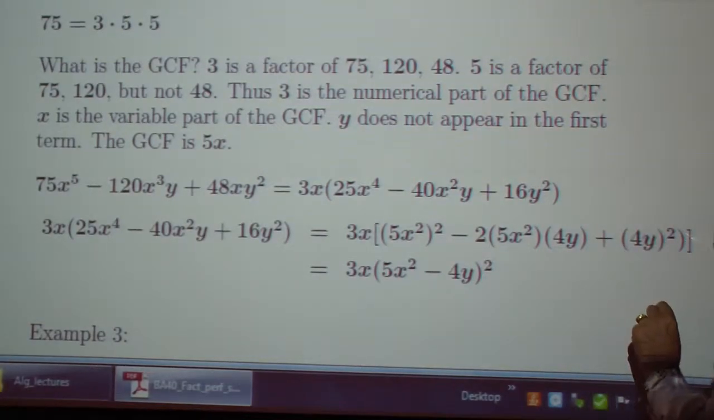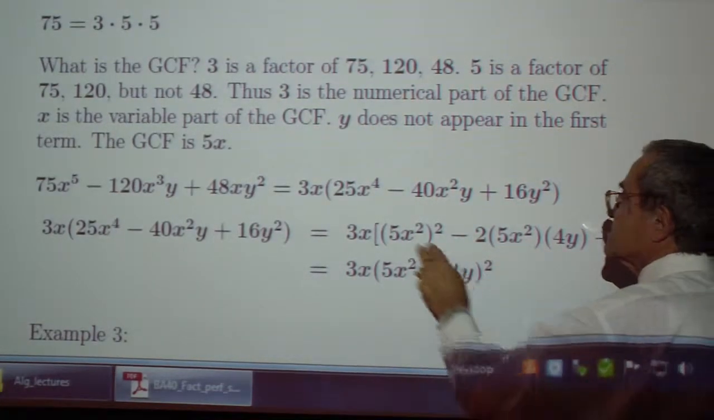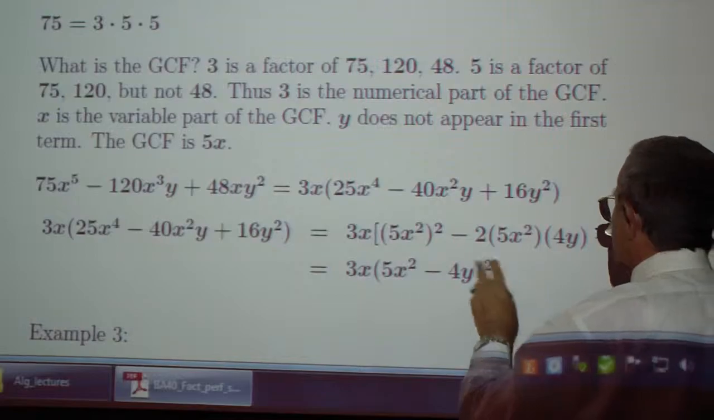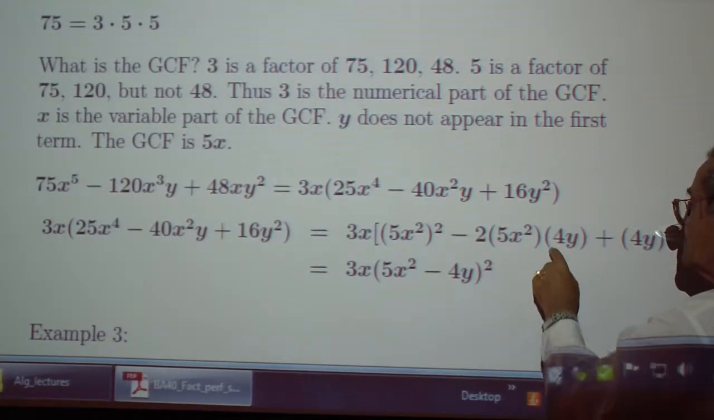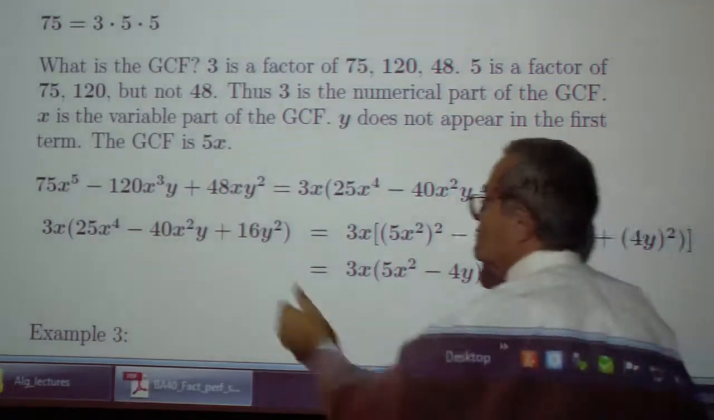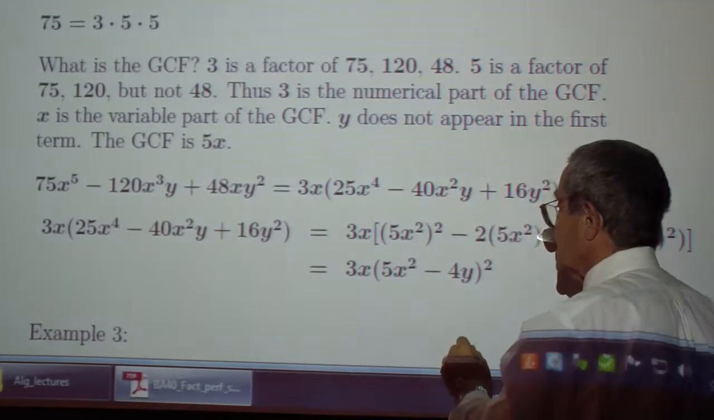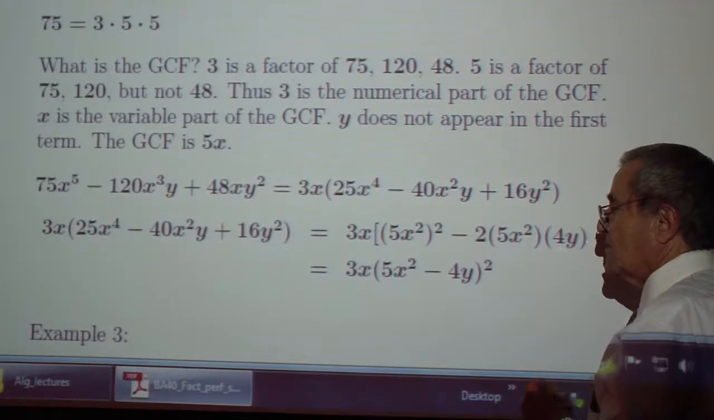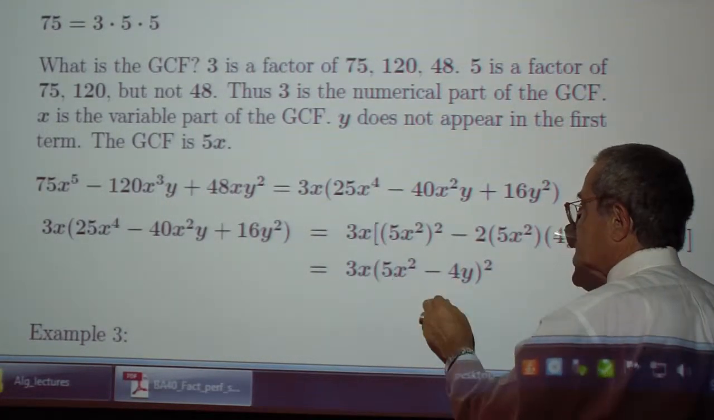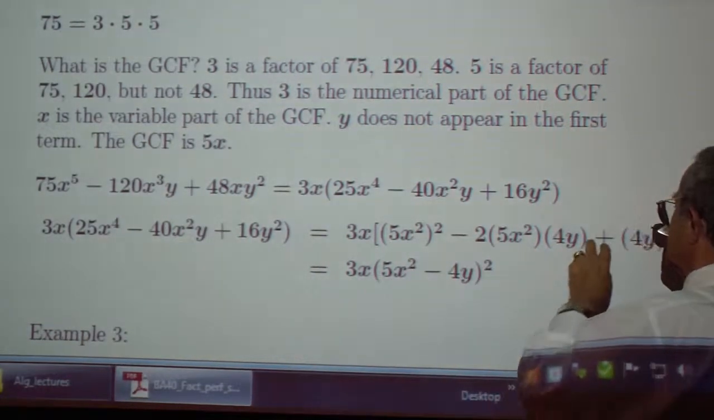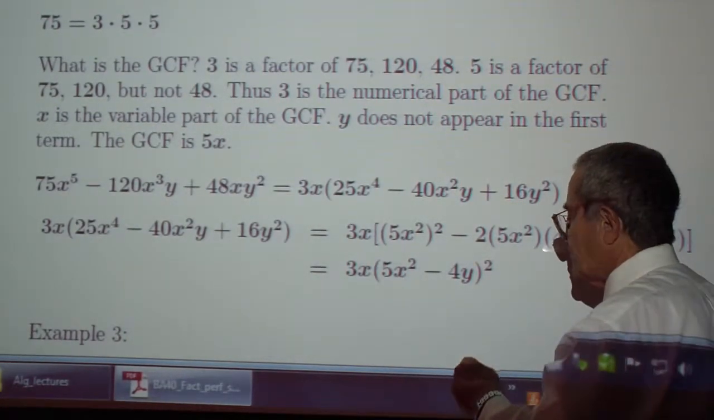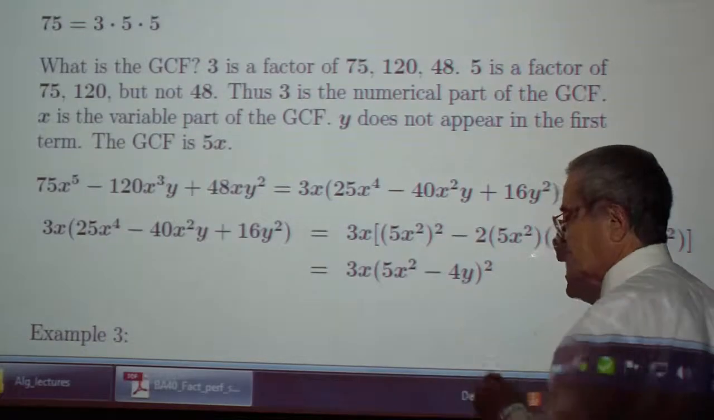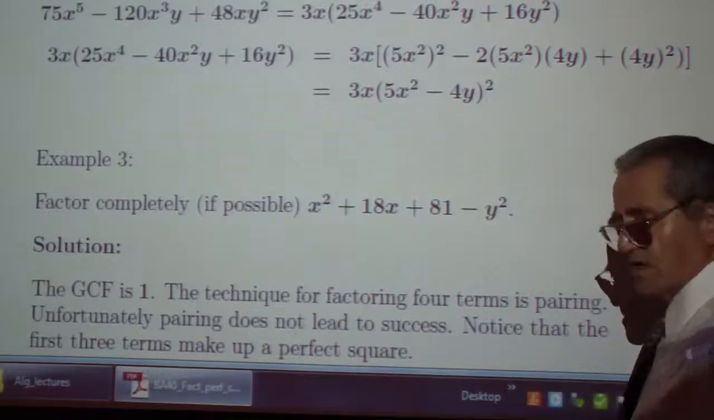The double product should be 2 times a, which is 5x squared, times b, which is 4y, which gives you minus 40x squared y. Minus 40x squared y. Yes, this is a perfect square. So 3x times the quantity a minus b quantity squared. Can I factor this further? No, this is not a perfect square. That's not a perfect square. Okay.